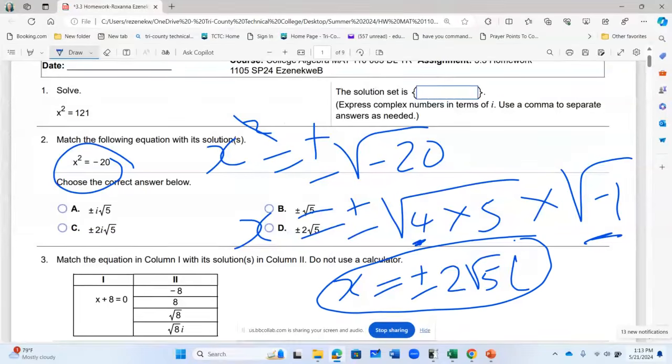Every complex number has a conjugate. So the first one is plus 2 root 5 i. The conjugate is negative 2 root 5 i. Okay. Let's go to the next one.